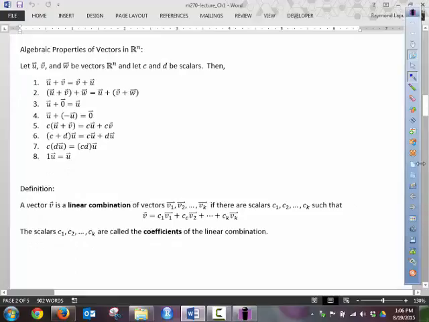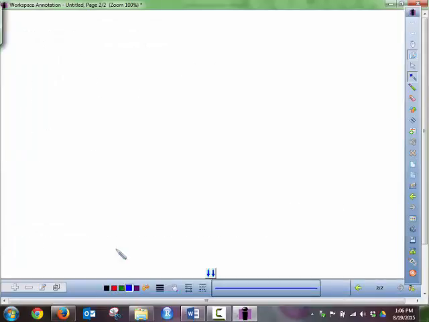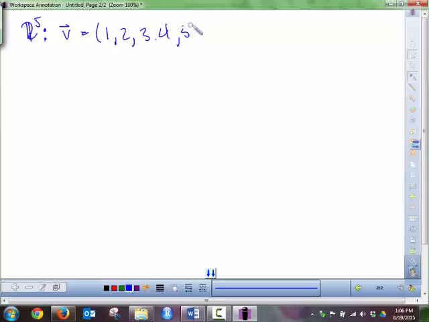Let me start up another page about adding vectors. Why would we add vectors? I don't know. Let's just have a simple example in R5. So let's say V was equal to 1, 2, 3, 4, 5, and U was equal to 7, 4, 0, -1, 2.